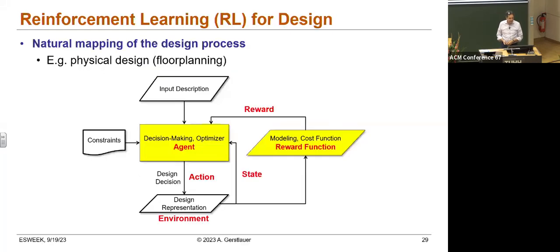So what does that mean for design? For design, the decision-making part is now becoming the agent, the RL agent, okay? It takes actions. The actions are design decisions. The environment is a representation of the design, which is also like the state. And then we have the reward function that basically takes the current design representation and translates it into a reward.